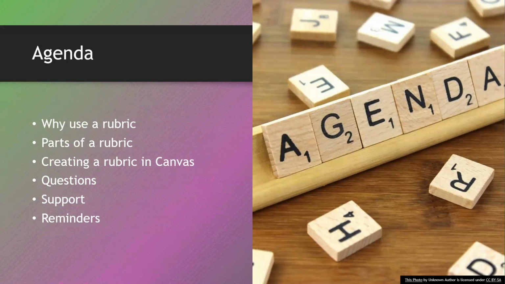Today's agenda. First, we're going to talk about why use a rubric. Then we're going to discuss the different parts of a rubric. We're going to look at how to create a rubric in Canvas. There's going to be a time for questions and answers. And then I'm going to do a little section on what support is available to you and some reminders as well.